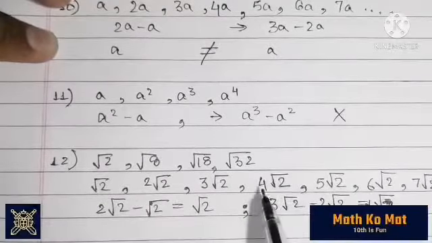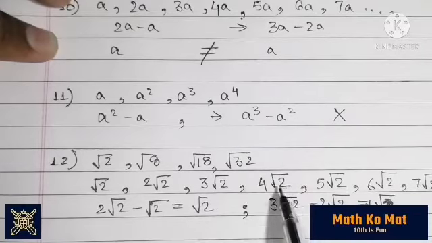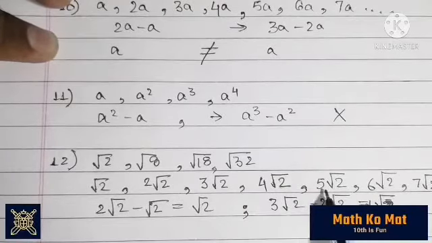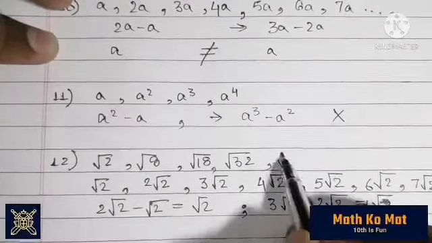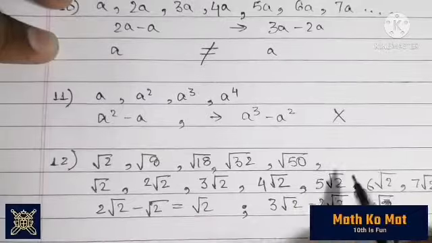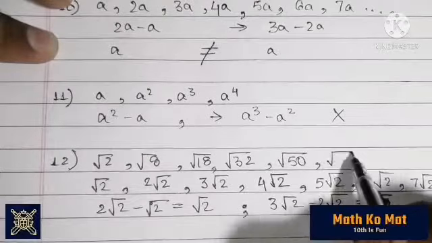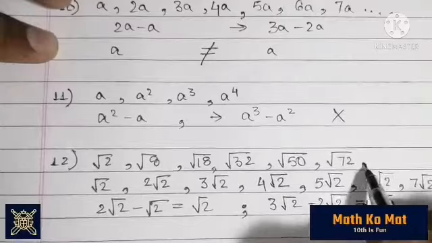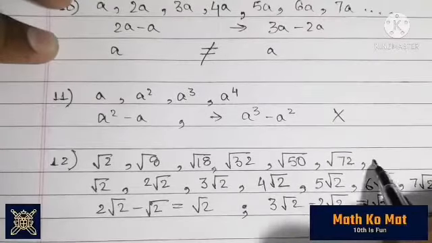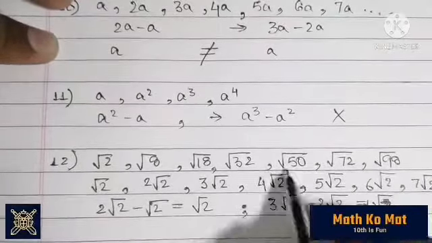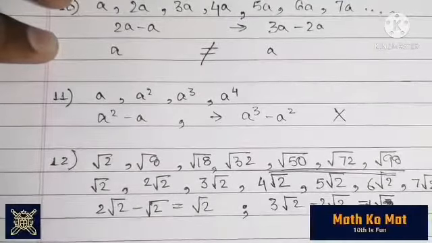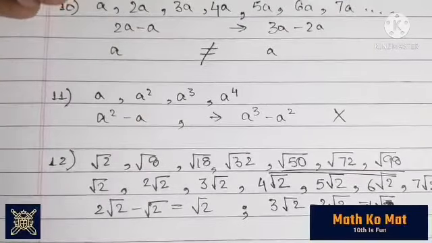And when you take that 4 inside the root, it becomes 16 into 2, that is 32, as it was. 5 into 5, 25 into 2, that is root of 50. 36 into 2, that is root of 72. And 49 into 2, that is root of 98. So these were the next three terms of the AP.